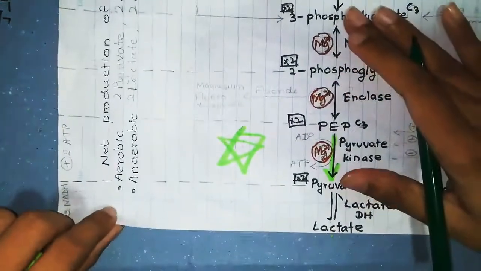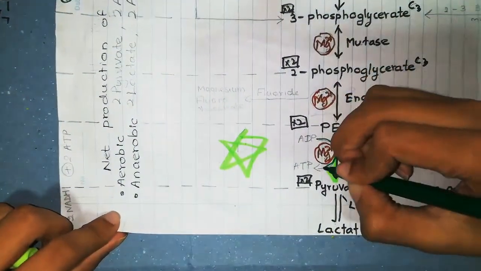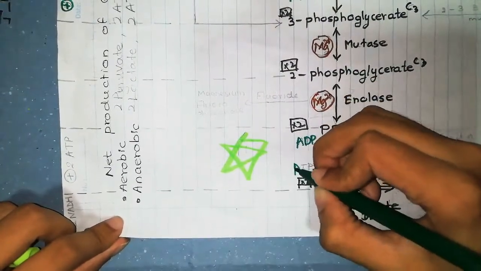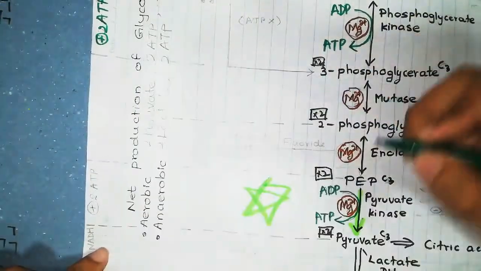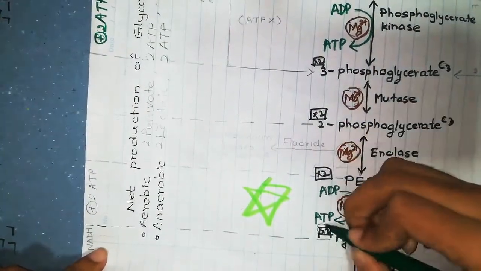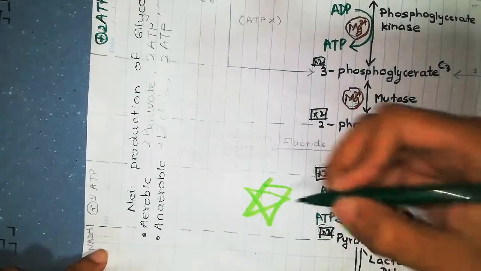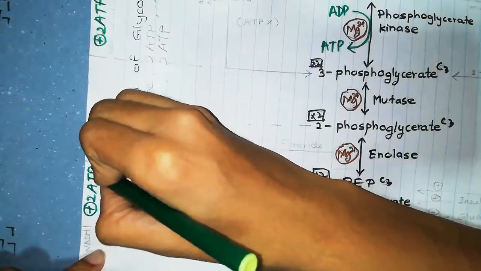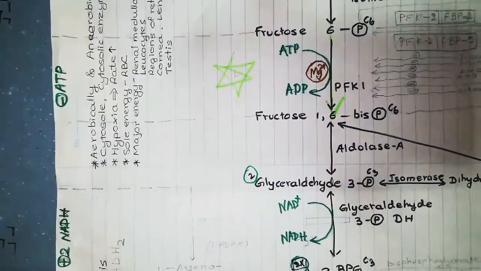And here, finally, ADP to ATP. You know that it is substrate level phosphorylation. So here are 2, so plus 2 ATP. So it is completed now, and let's calculate.